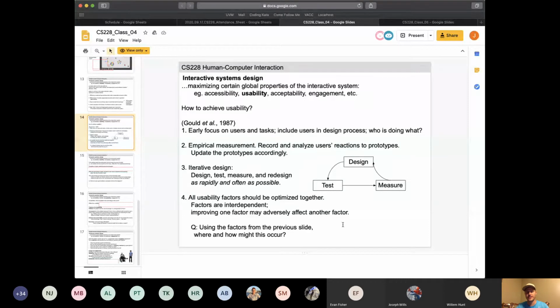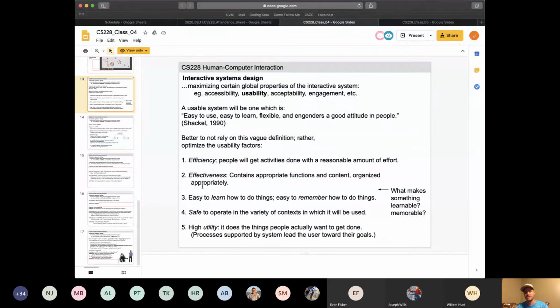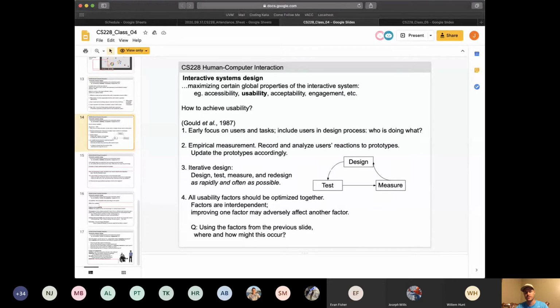Can anyone else think of anything empirical you could measure on your Leap Motion device to figure out if it's usable? What are some things you could measure to figure out if it's efficient, effective, or easy to learn? What are empirical measures, something that's not subjective?